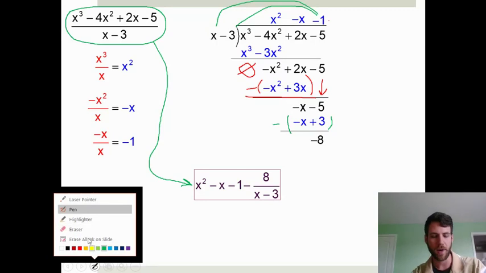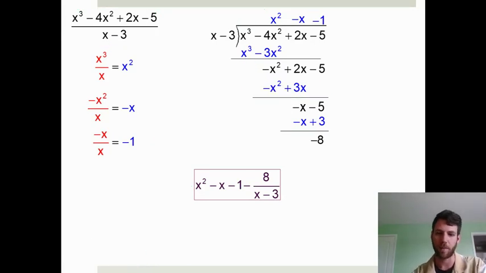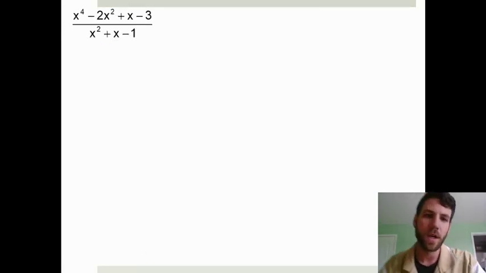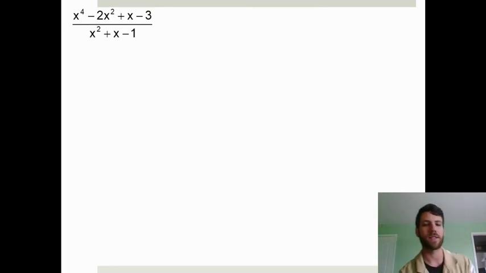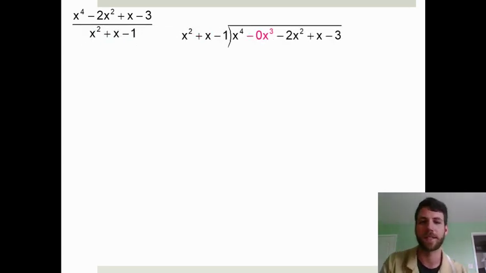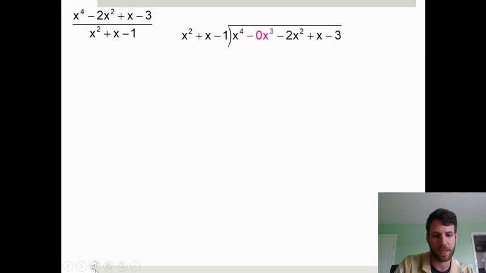So our next problem will be a little bit different, so we can approach that in a different way. But looking closely at this next problem, we can see that the numerator has a term missing. There's no x cubed term. And the denominator is actually a quadratic polynomial instead of being linear like the problems we just saw a moment ago. So the setup is the same, but we now put in a little placeholder, 0 x cubed right here. It's just a placeholder, but the problem is going to work the same.